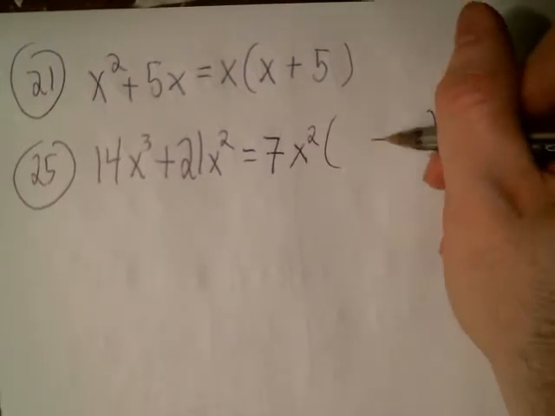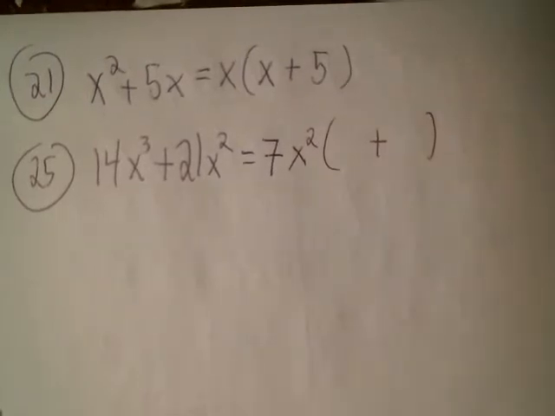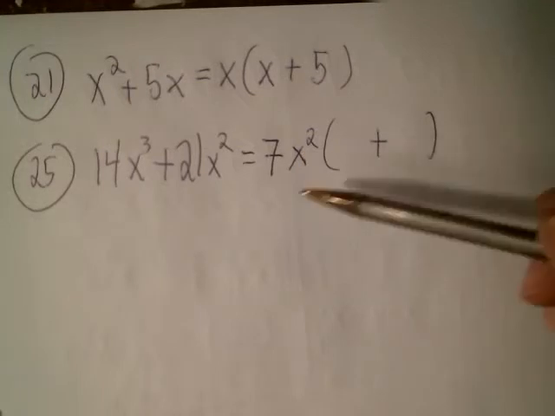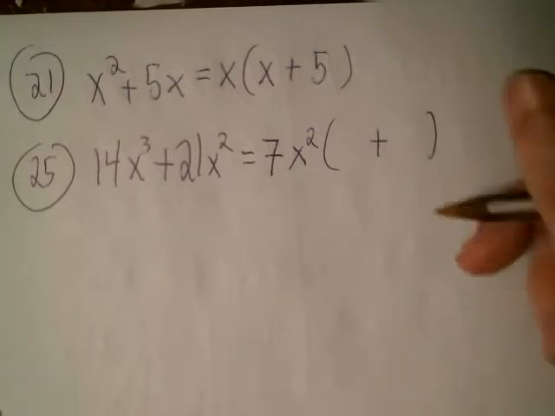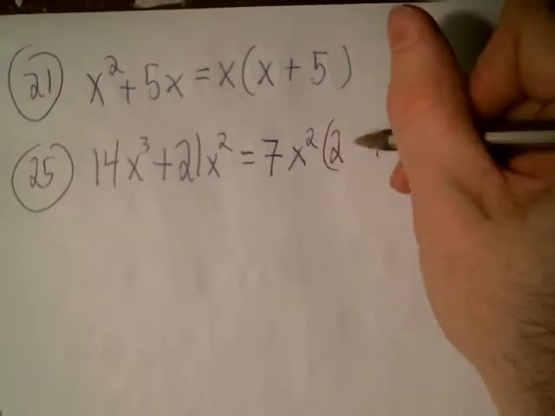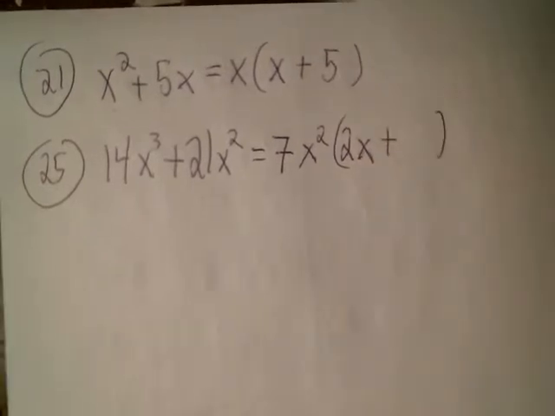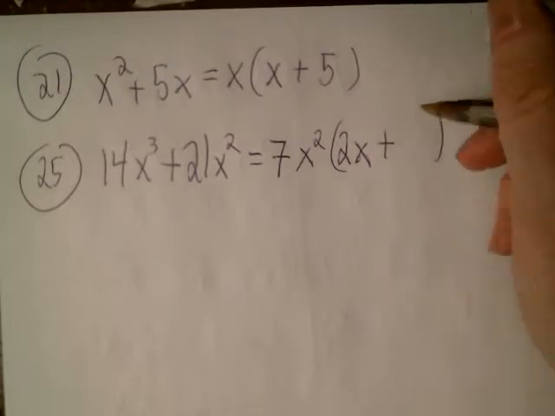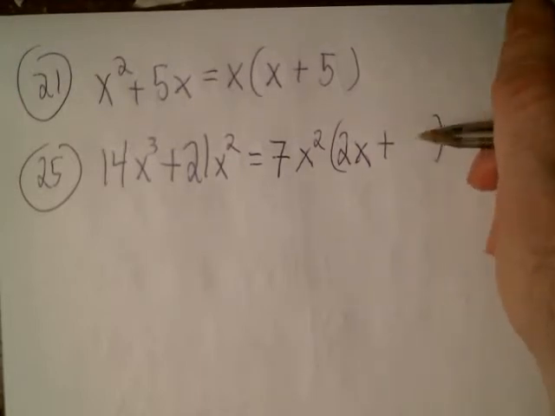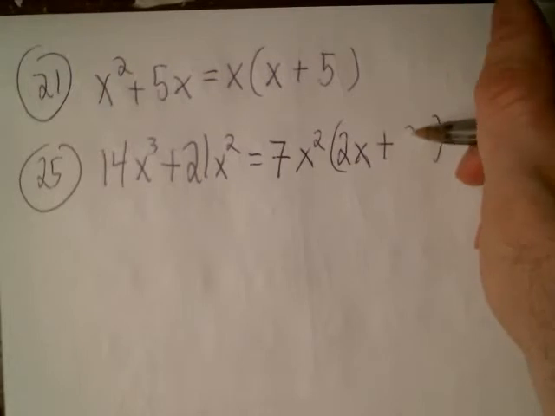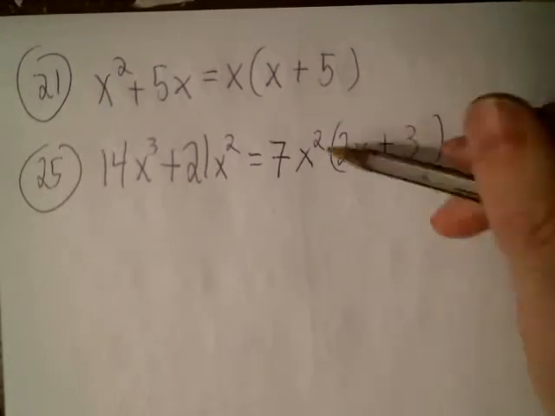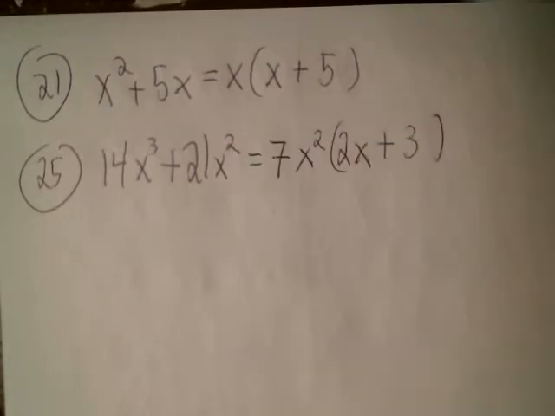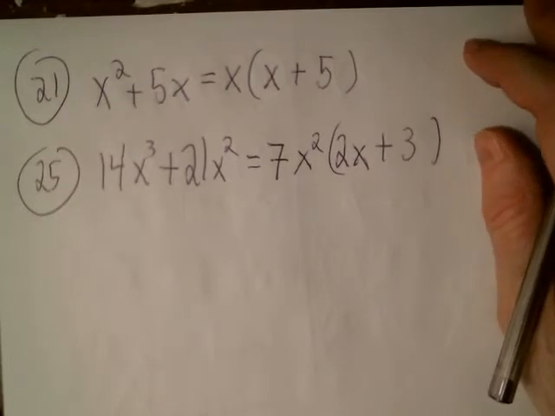Then I'll set up my parentheses, put a plus sign in there, and start thinking 7x squared times what is 14x cubed? Well, 7 times 2 is 14. x squared times x is x cubed. 7x squared times what is 21x squared? Well, times 3. Okay, so 7 times 3 is 21, and then the x squareds, looks like it works.